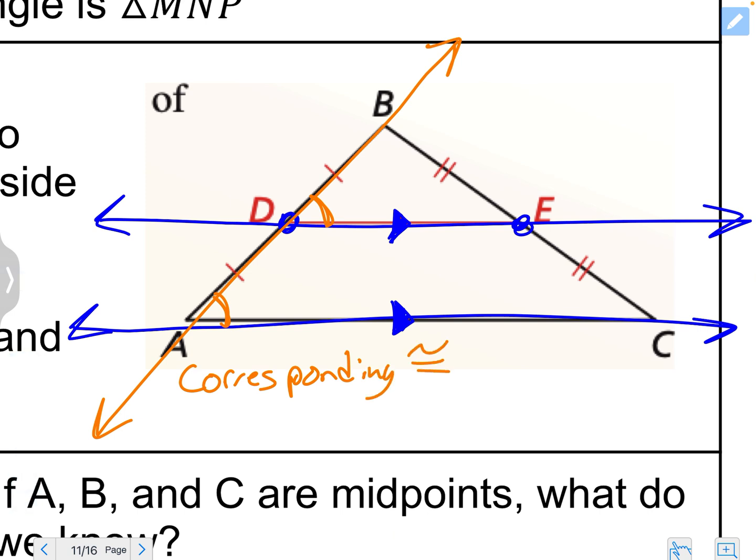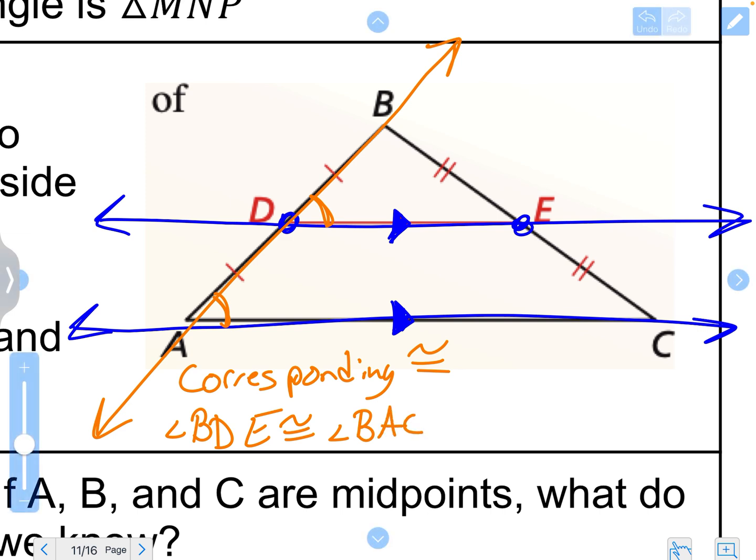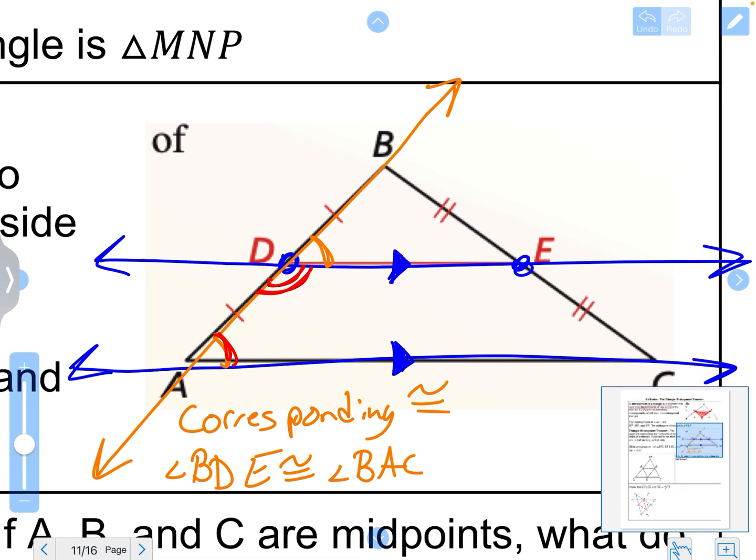So corresponding angles are congruent. So angle BDE is congruent to BAC. You could also name it DAC. They are the same thing. The other thing that we know is that our consecutive interior angles, so this angle right here and this angle right here, equal 180 degrees.